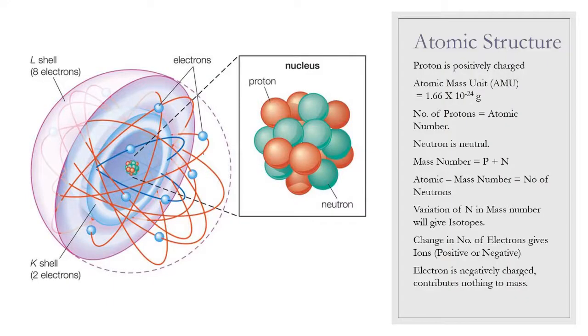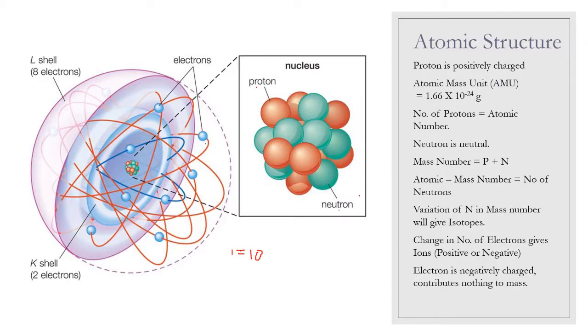Atoms are the smallest indivisible unit of an element that retains all the chemical and physical properties of the element. For example, a single atom of gold has the same physical and chemical properties as 10 tons of gold. In our atomic structure, we are going to discuss protons, neutrons and electrons.